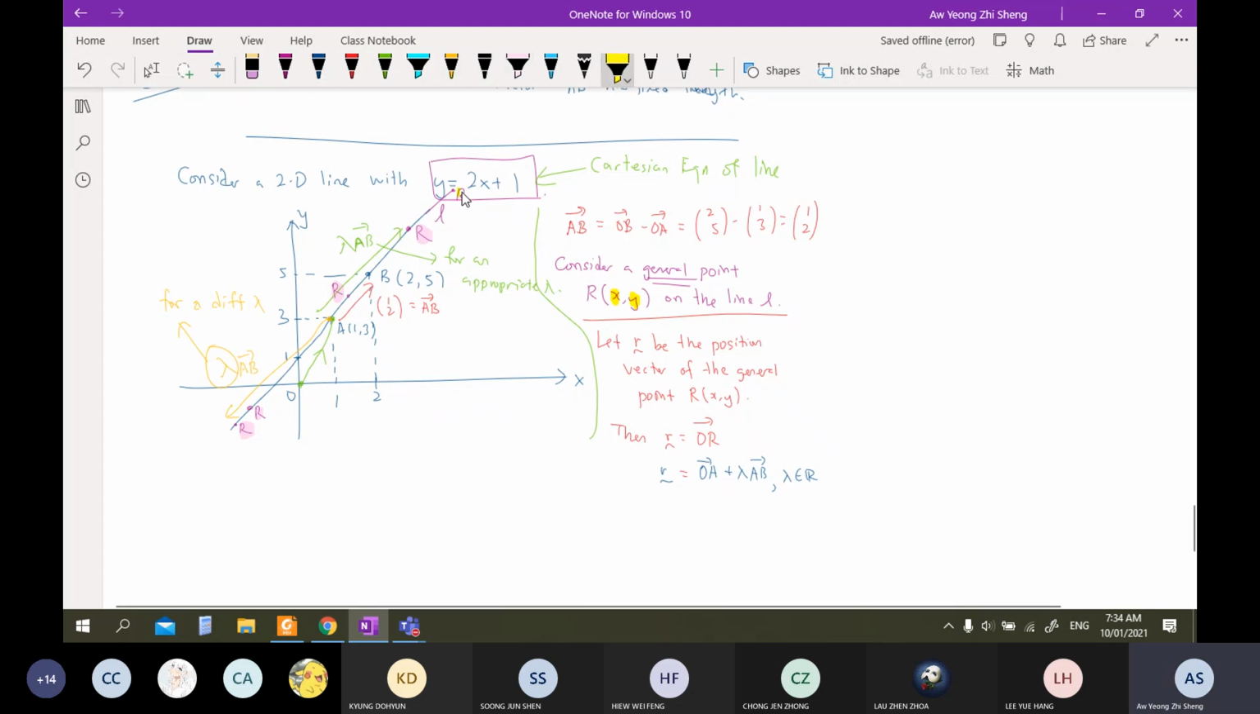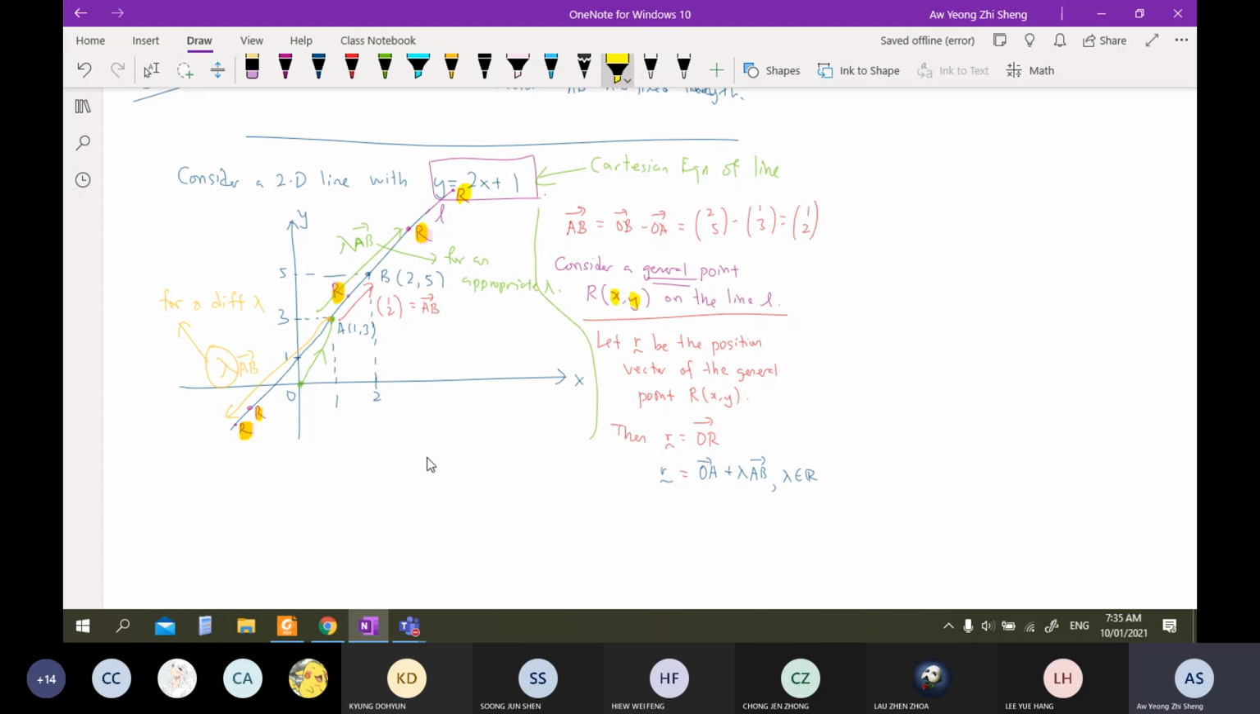My R can be very far up here, it can be somewhere in the middle of A and B. It can also be very far on the bottom left. And so here are several possible positions of R. R can actually be anywhere along the line. Now, I introduce a small letter r to be the position vector of the general point capital R. Then small letter r will be a vector directed from O to R.